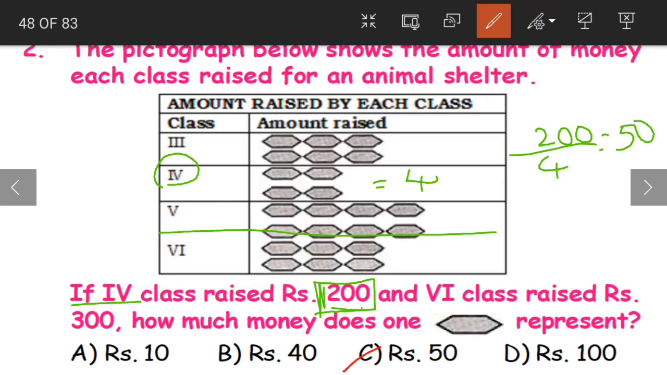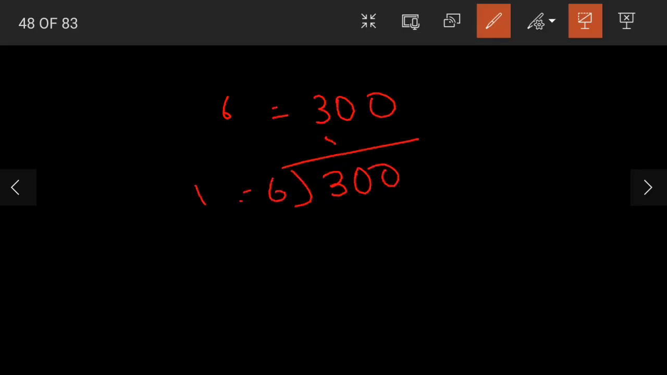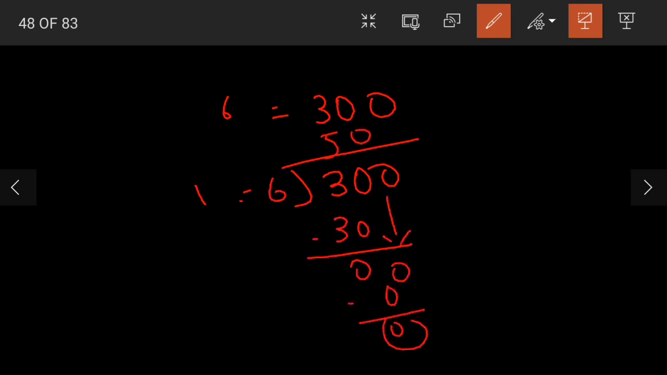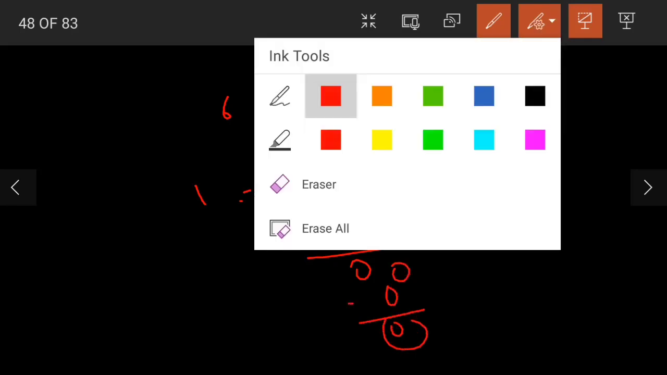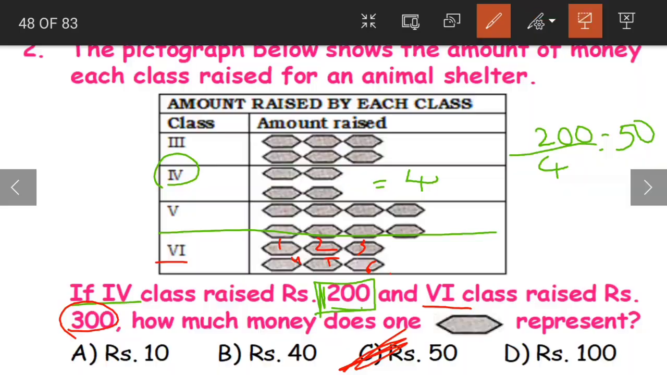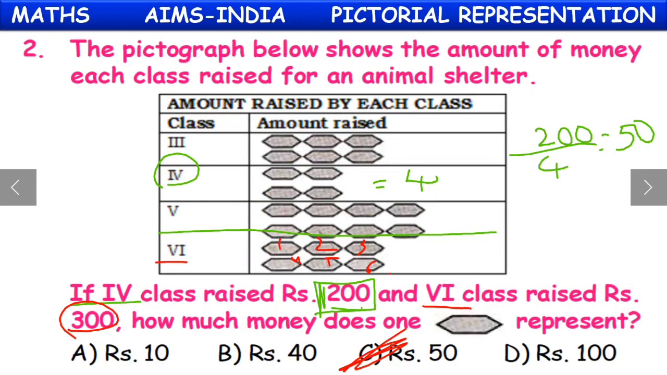So what is our answer? Option C, 50. Even if you consider the 6th class, 6th class raised 300. Here we have 1, 2, 3, 4, 5, 6 blocks. So 6 blocks is equal to 300. Then 1 will be equal to 300 divided by 6. 6 5s are 30. 0 is remaining. Again 0 brought down. 6 zeros are 0. When we subtract, 0 is our remainder. Again what is the quotient? Even here 1 block is equal to our 50 rupees. So either way our answer is 50 rupees.